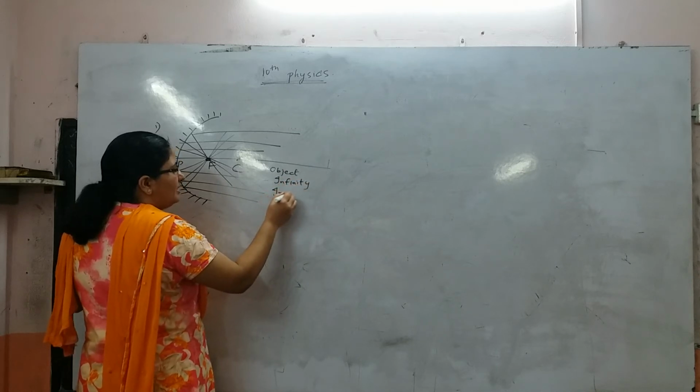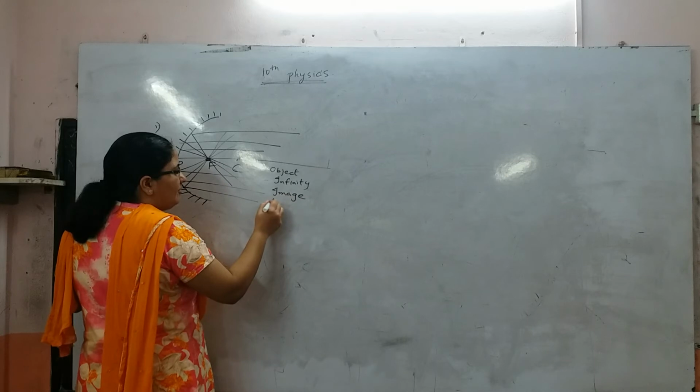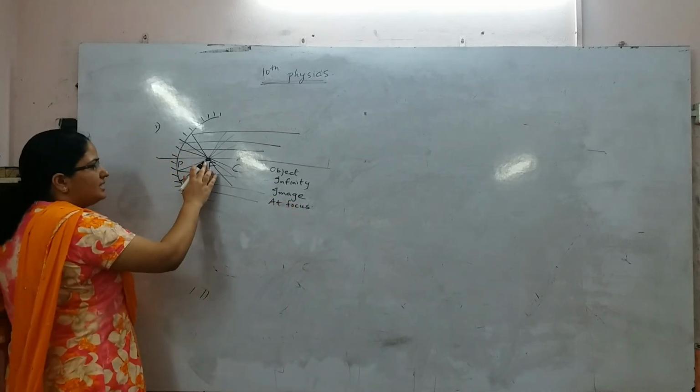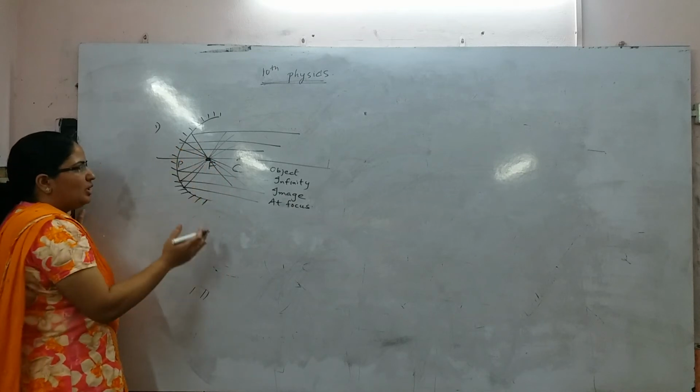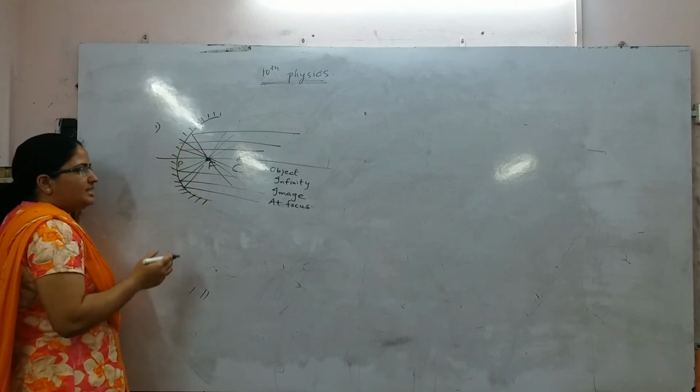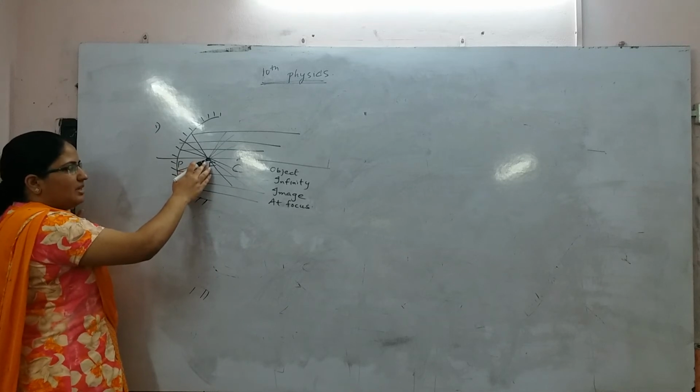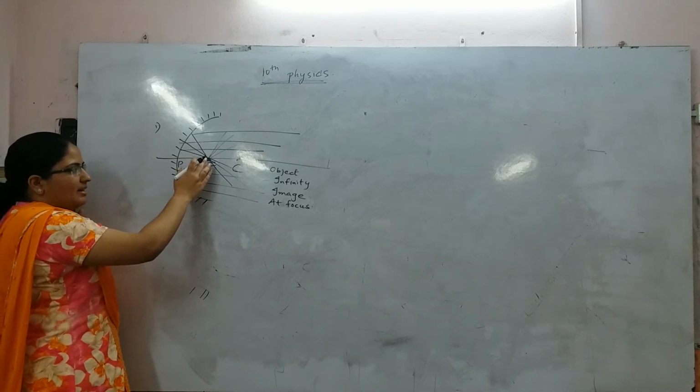image is formed at focus, image is point size, and this is a real image because when you keep a paper here, you can see the image, so it can be caught on a screen. So you get a real image, point size at focus.